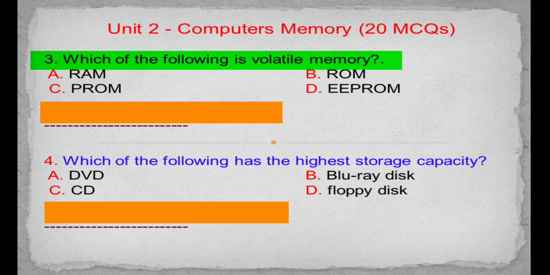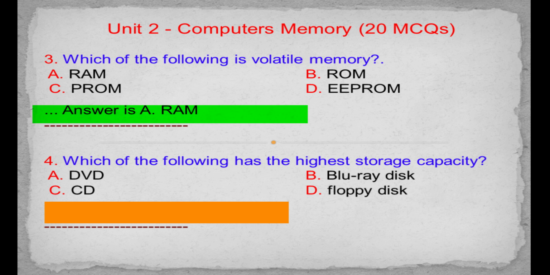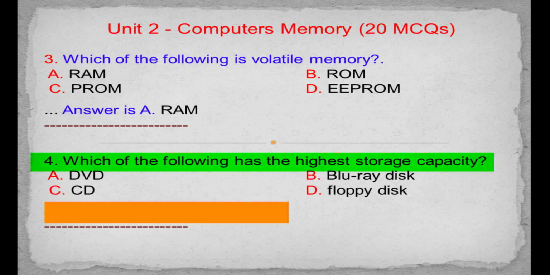MCQs number 3. Which of the following is volatile memory? Option A. RAM. Option B. ROM. Option C. PROM. Option D. EEPROM. Correct answer is option A. RAM.